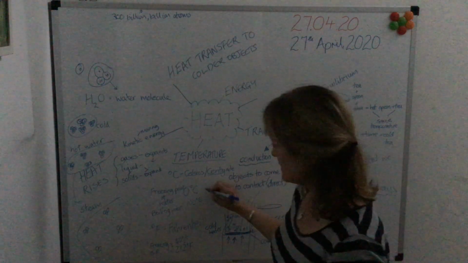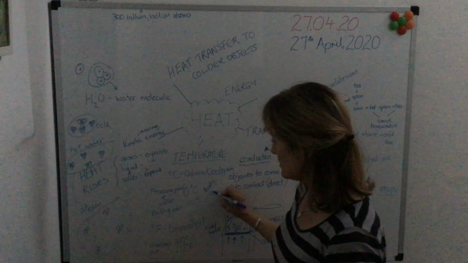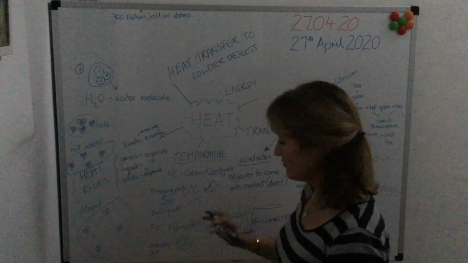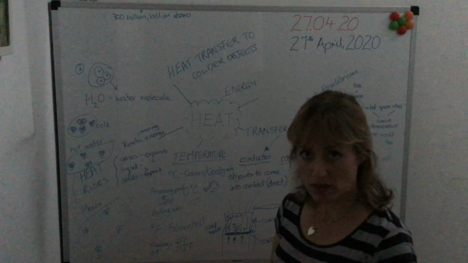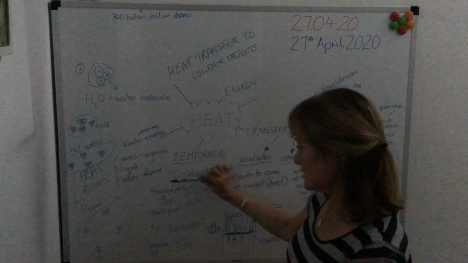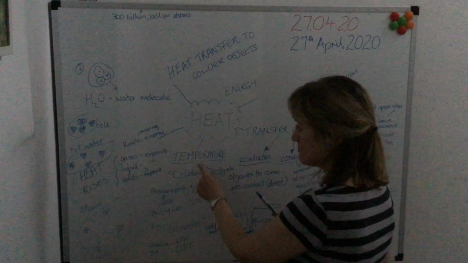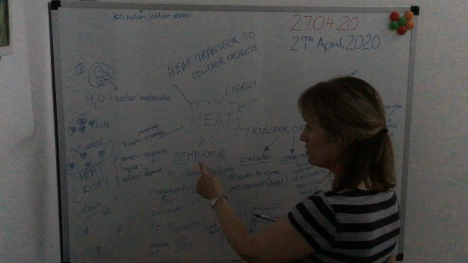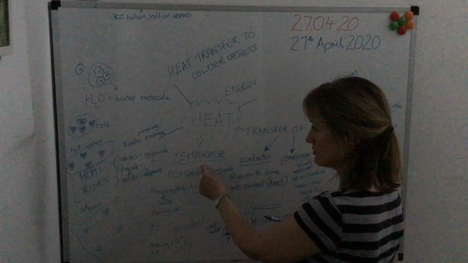I know that body temperature is in Celsius 37.5, 4 or 5. I know that a lot of you will know in Fahrenheit what a normal body temperature is. But this is generally what's used across the world. Now, what this measures is how hot something is, the heat in that object.